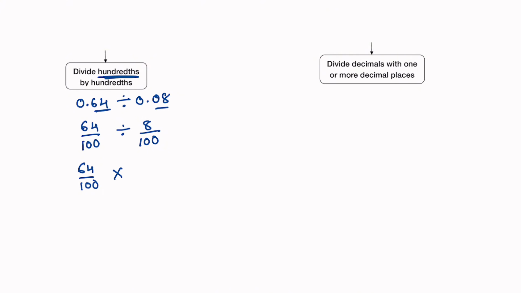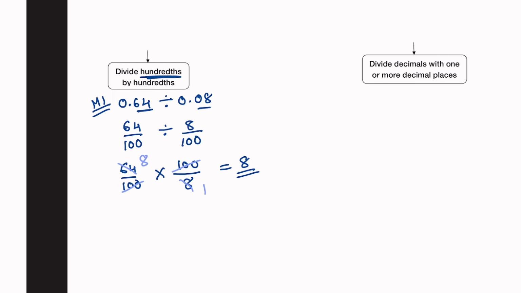Division becomes multiplication and we inverse the second fraction. And in this case, 100 will cancel out, and we know 8 times 1 and 8 times 8. So the answer is 8 over here. It's the same process. This was method 1. This also has a second method, just like this one.